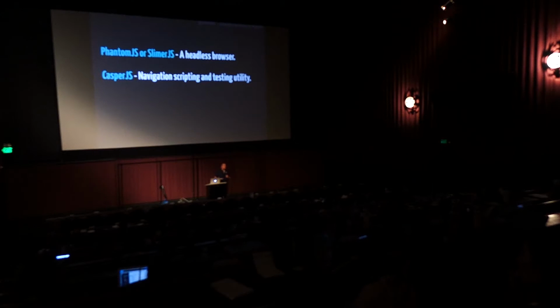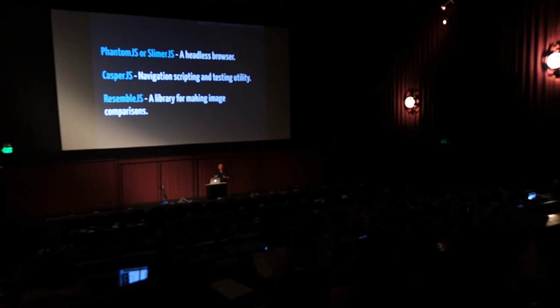Casper.js is a navigation, scripting, and testing utility, which allows you to navigate through the DOM and hover things and all that. And then Resemble.js is going to take the images that Casper captures and then compare them against each other and let you know if there are visual changes.